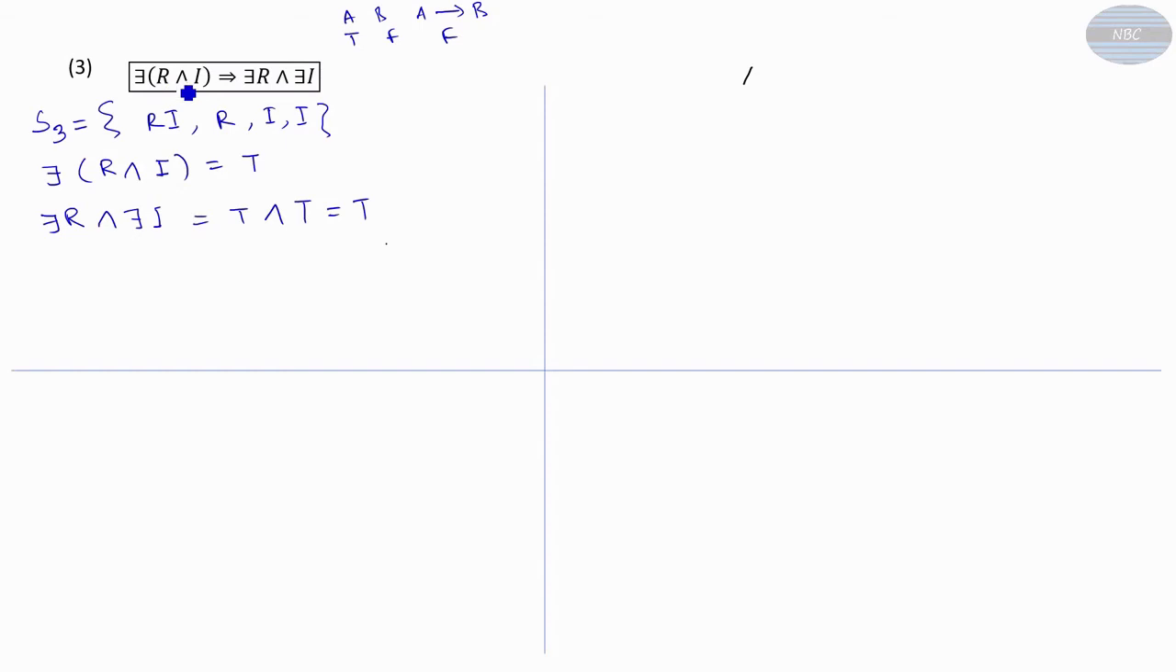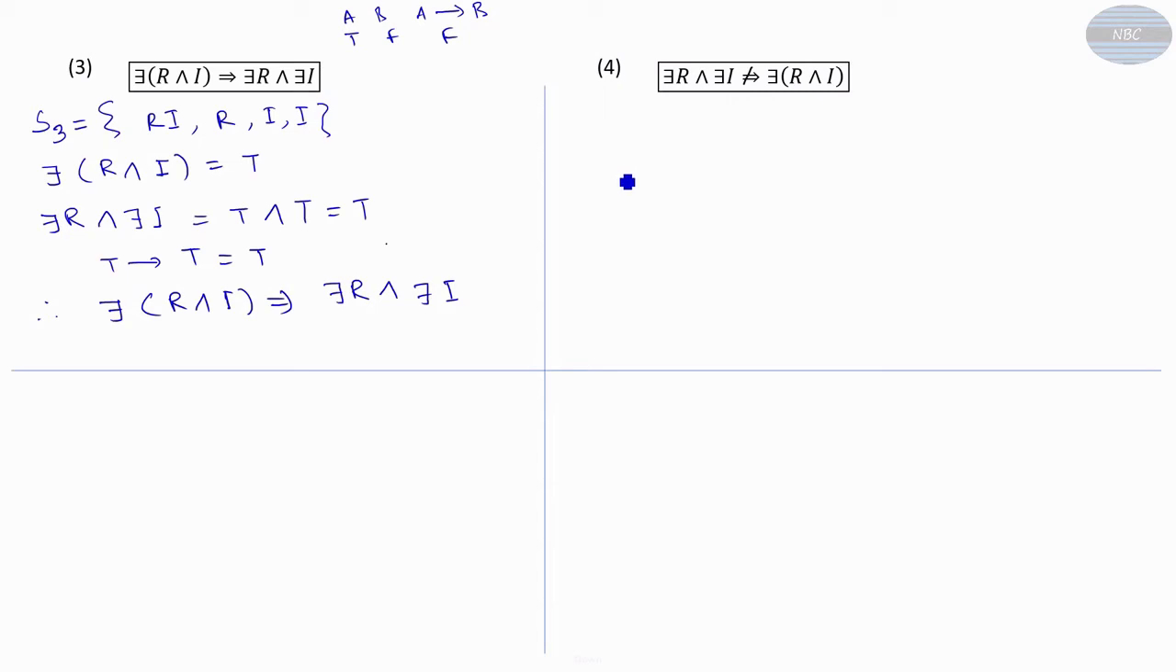Okay, so we conclude that T, this is the left hand side, T implication T is true. Hence we conclude that there exists R and I is valid: there exists R conjunction there exists I. Okay, similarly we have the fourth one.